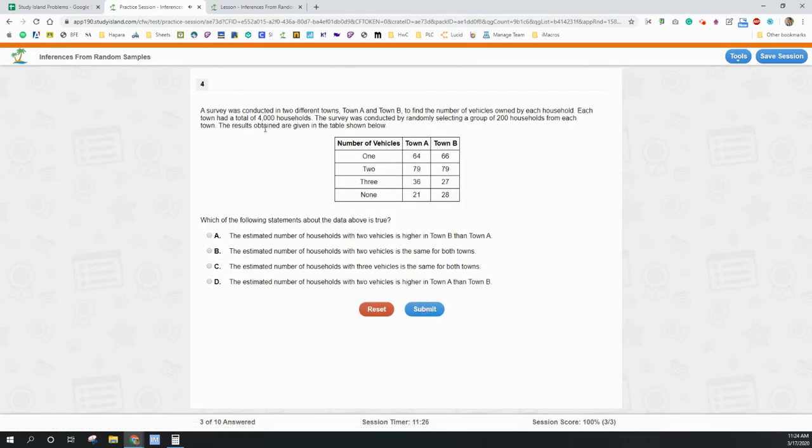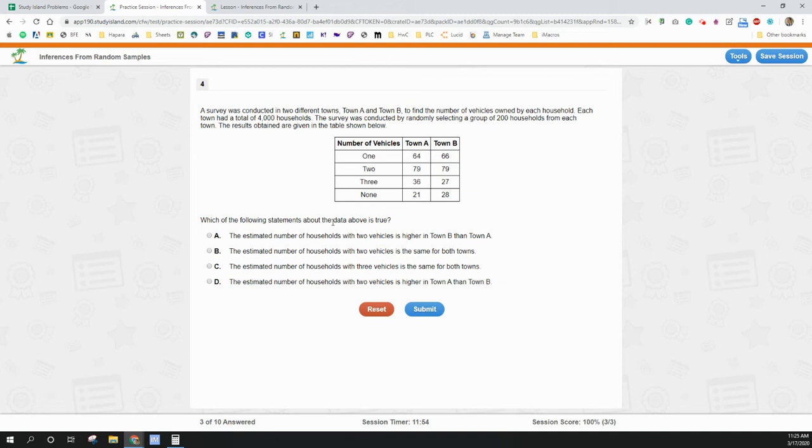Number 4, a survey was conducted in 2 different towns, Town A and Town B, to find the number of vehicles owned by each household. Each town had a total of 4,000 households. The survey was conducted by randomly selecting a group of 200 households from each town. The results obtained are given in the table shown below. So each town has 4,000 households, and we selected 200 households from each town.